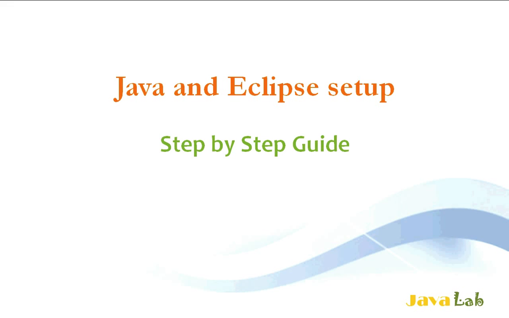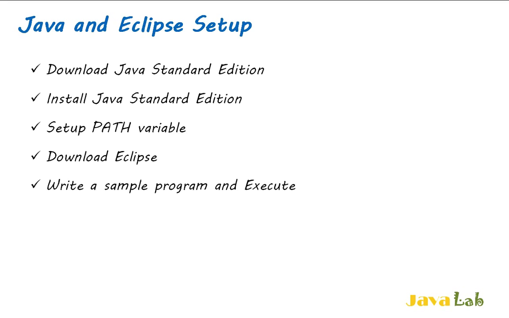In this section we will try to install Java and Eclipse in order to write Java programs. So we will first download Java Standard Edition from oracle.com. We will install Java and then we will set up some configuration on Windows in order to run Java programs in command prompt. Then we will download a tool called Eclipse, which is an integrated development environment to write Java programs and run them, and we will write some sample programs and execute them. These are very simple tasks to do, but every Java developer must know in order to write Java programs.